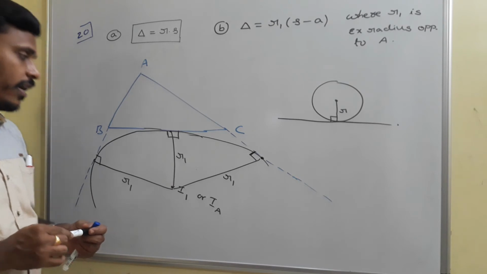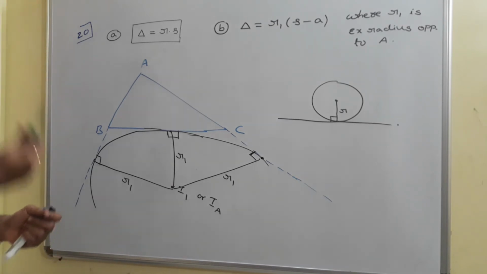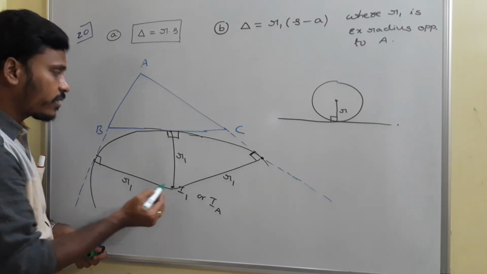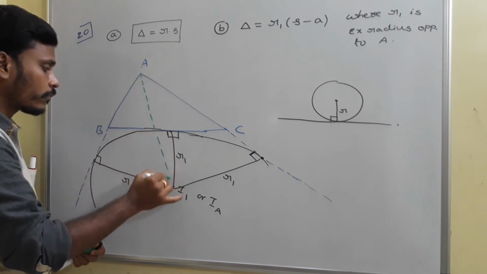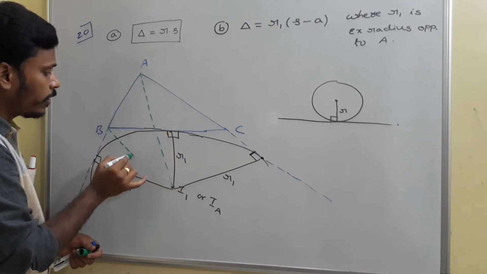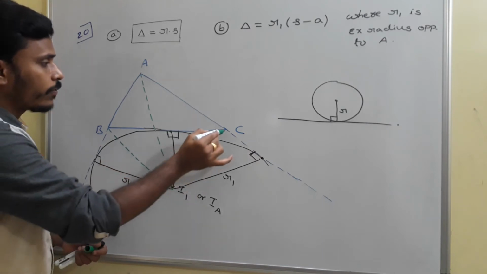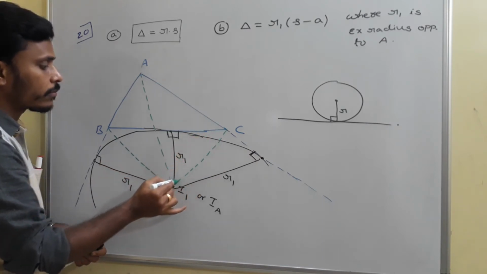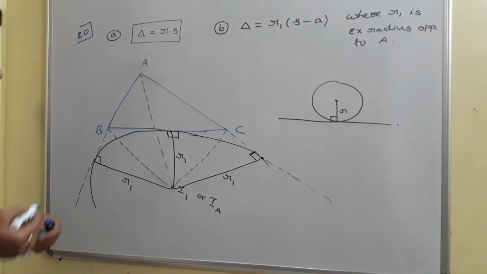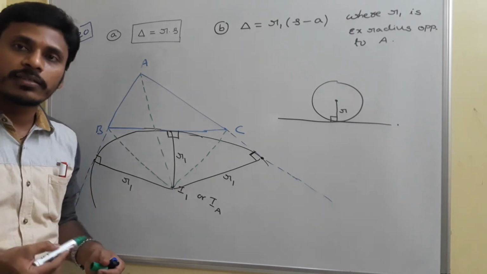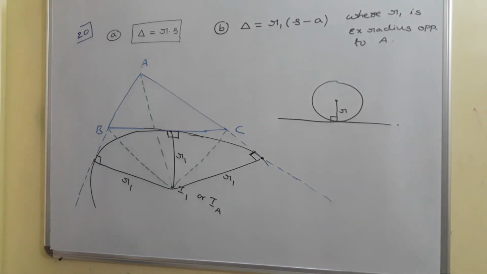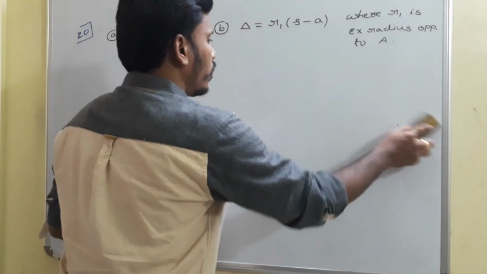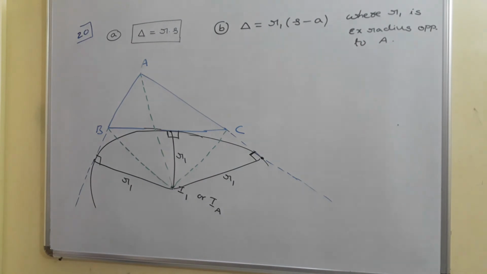And now the next idea is, as we discussed in the above case, I need to join this excenter to the vertex A, as well as to the vertex B as well as to the vertex C. I am just connecting that I1 to vertex A, vertex B, vertex C. Now our intention is to find the area of the triangle. You just think about that area of the triangle once again.